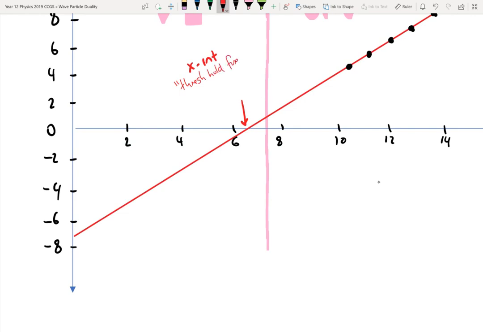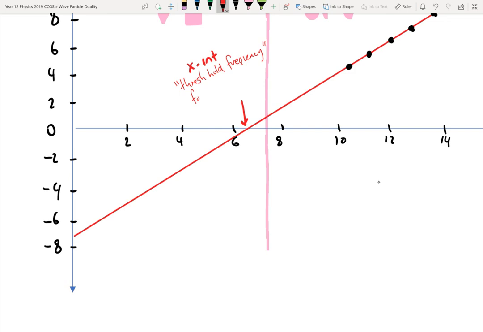Threshold frequency. That's F0. That is the frequency of light below which you would not get any photoelectrons ejected. Okay? Just have a think. If your stopping voltage is 0, then that reverse voltage is sitting there going, oh, I'm not stopping anything. There's no electrons coming at me, so I don't have to put a backwards voltage.